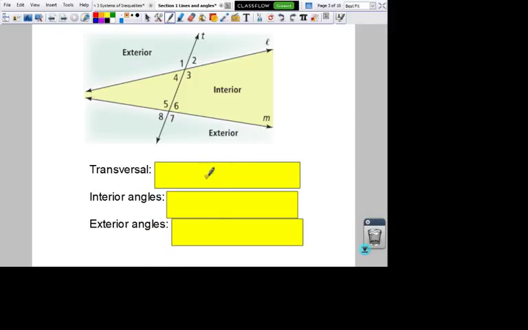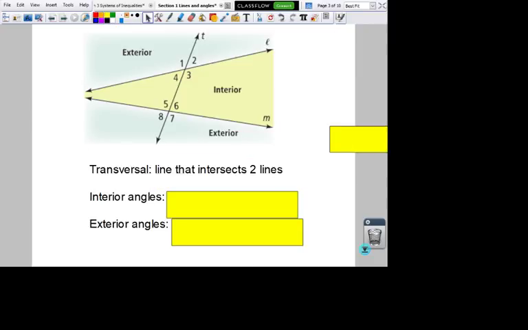So we're going to look at this before we look at our types of angles. There's some more vocab. A transversal is a line that intersects two other lines, or a line that crosses two other lines. So if it crosses two lines, it's a transversal. We'll use those a little bit.